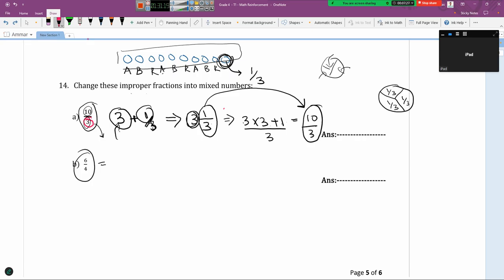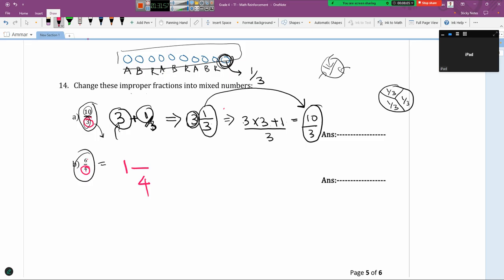So now you see here 6 divided by 4. How many 4s do we have in 6? 1 4. Right? 1 4. So 1 should be written here, and here 4 should be written. Why? Because the denominator will be the same in the fractional part of the mixed number also.